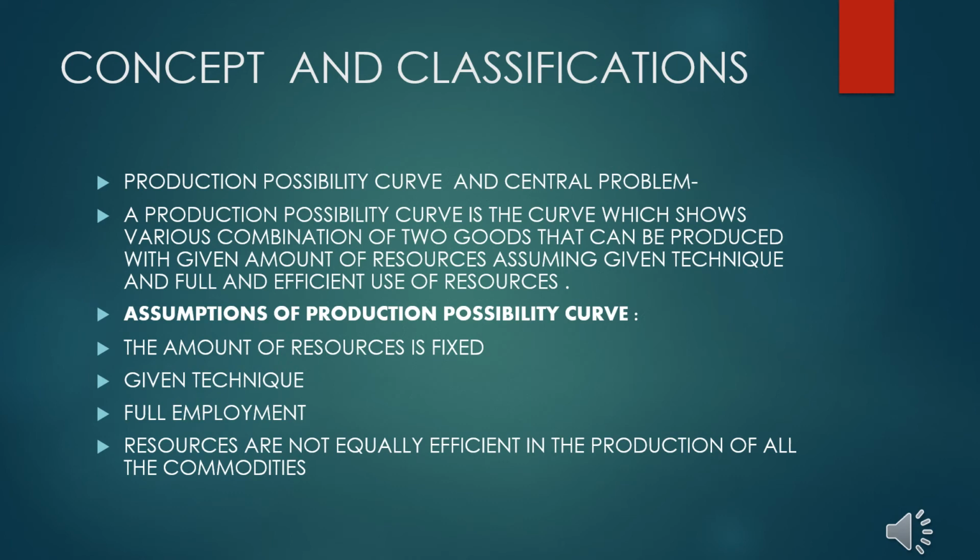Now, what are the assumptions of the production possibility curve? The amount of resources is fixed. There is a given technique. There is full employment. Resources are not equally efficient in the production of all commodities. The above are considered to be the assumptions of the production possibility curve.